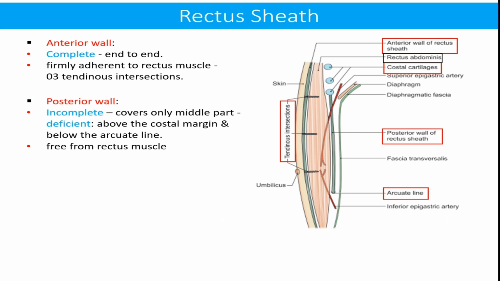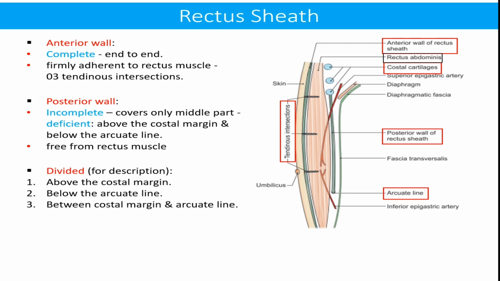The posterior wall of the rectus sheath is incomplete, that is, it covers only the middle part and is deficient above the costal margin and below the arcuate line. It is free from the rectus muscle and is divided into three parts for description. Number one, above the costal margin. Number two, below the arcuate line. And number three, between costal margin and the arcuate line.